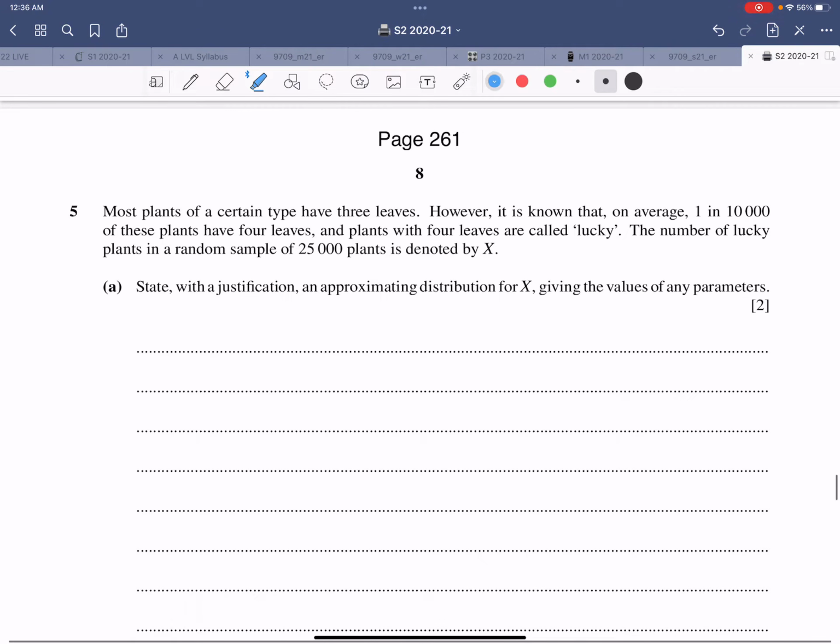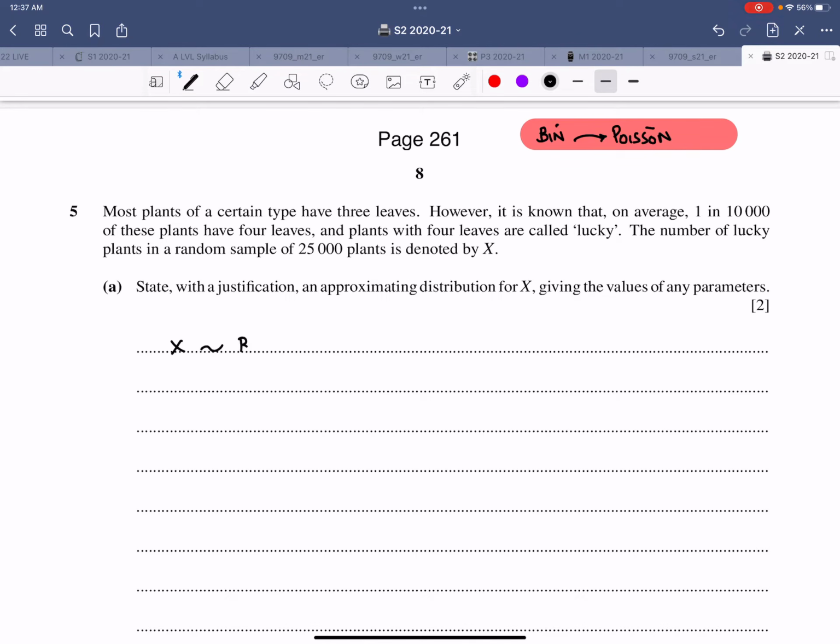Question number 5. What does it say? It says most plants of a certain type have 3 leaves. However, it is known that on average 1 in 10,000 have 4 leaves. And before I read any further, this looks like a question of binomial becoming Poisson. And maybe there are more parts to it. What is the definition of lucky? That is 1 in 10,000.